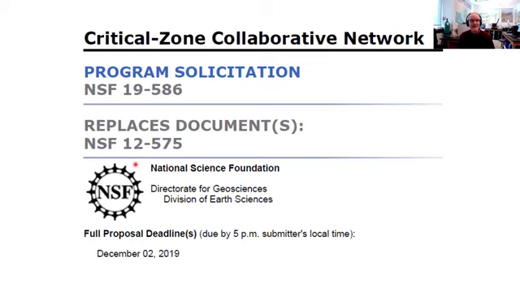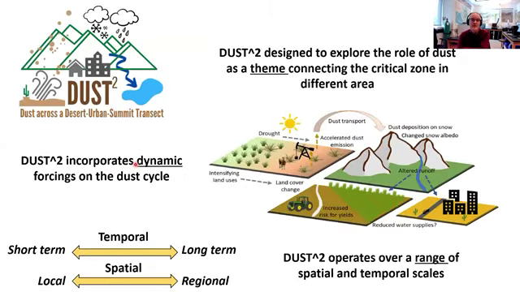And my idea very quickly was, well, we could probably use dust as a great example of a theme that connects together potentially widely scattered locations within the critical zone. And so I pulled together a team of colleagues to pursue this, and we proposed a project which became known as Dust Squared. Dust Across the Desert-Urban-Summit Transect was our clever acronym here. It was designed to explore the role of dust as a theme connecting the critical zone.